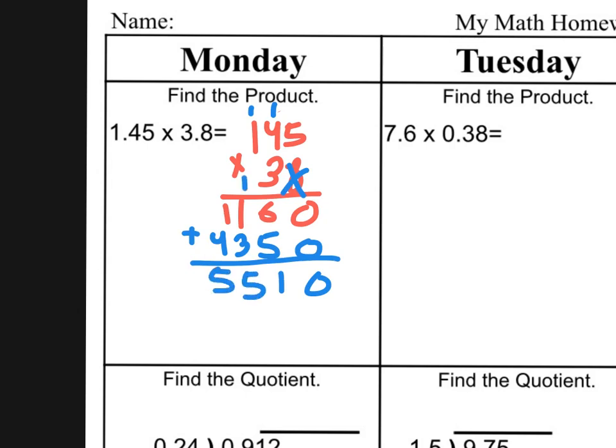At the very end, you have 1, 2, 3 numbers behind the decimal. So we have to put 3 numbers behind the decimal. So our final answer is 5.510, or you can just say 5.51 because that 0 at the very end doesn't really matter. This is 5 and 51 hundredths.